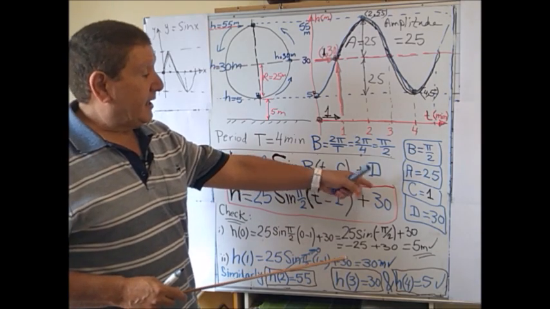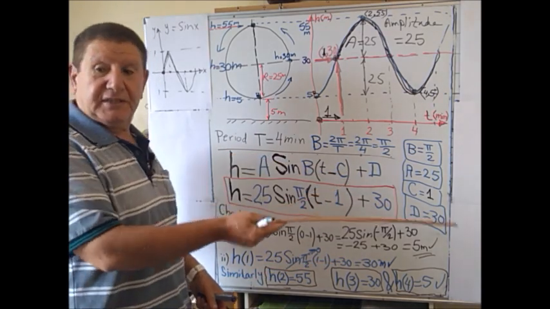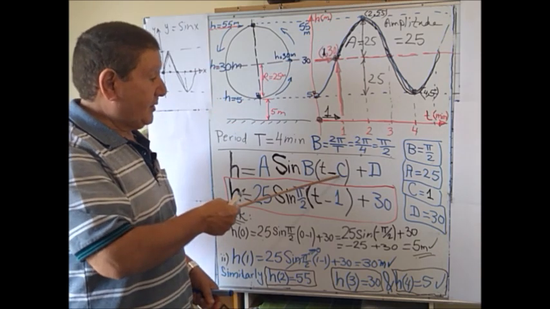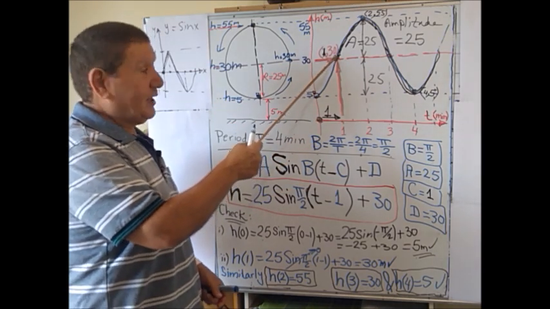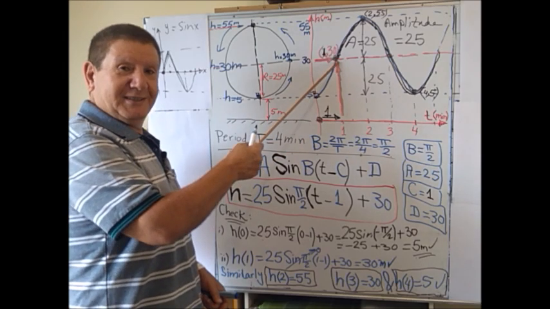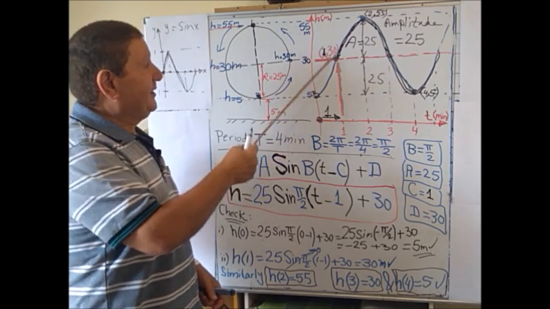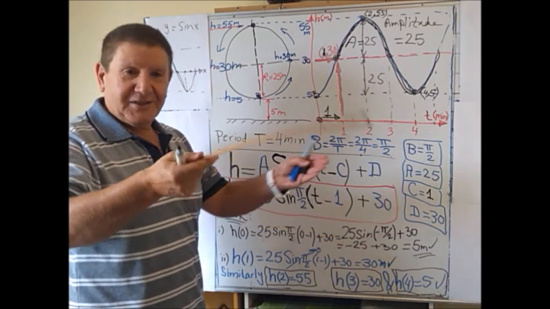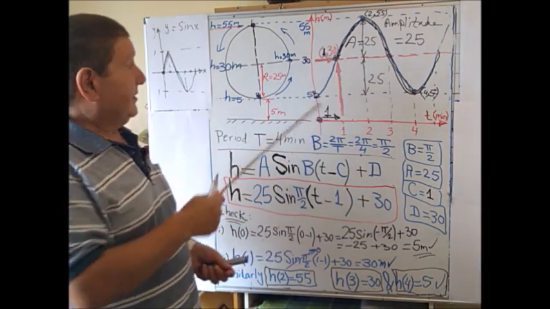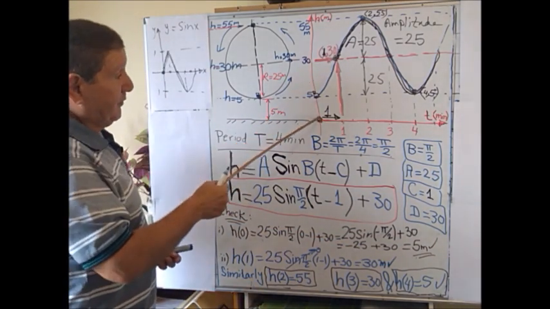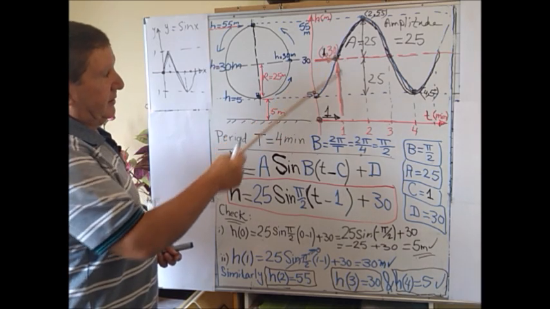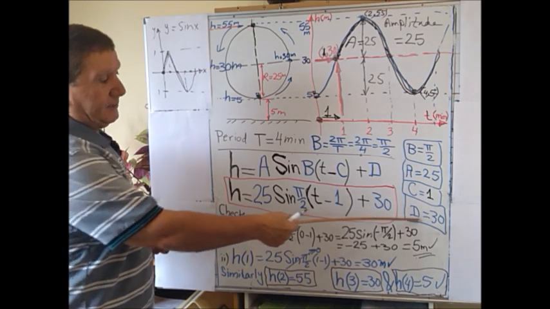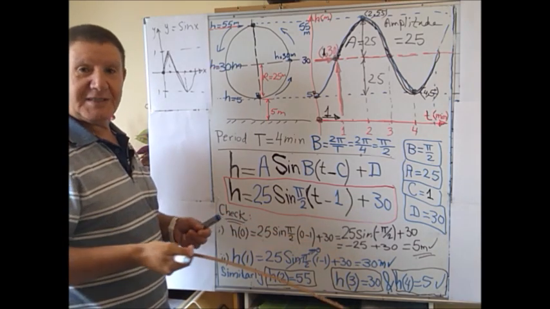And plus D is the height, the vertical shift. Now this was the horizontal shift, and this is the vertical shift up. So how much is that? 30. Yeah, very good. This is the movement of the origin to that point. So D is 30. Simple. So this is the equation.